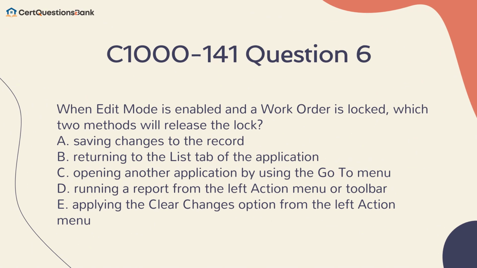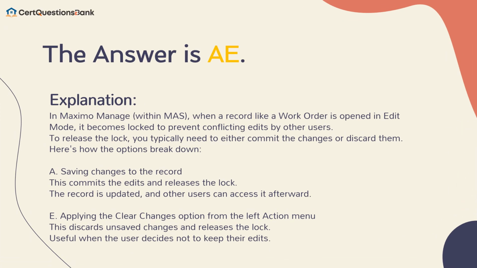When edit mode is enabled and a work order is locked, which two methods will release the lock? A. Saving changes to the record. B. Returning to the list tab of the application. C. Opening another application by using the Go to menu. D. Running a report from the left action menu or toolbar. E. Applying the Clear Changes option from the left action menu. The answer is A.